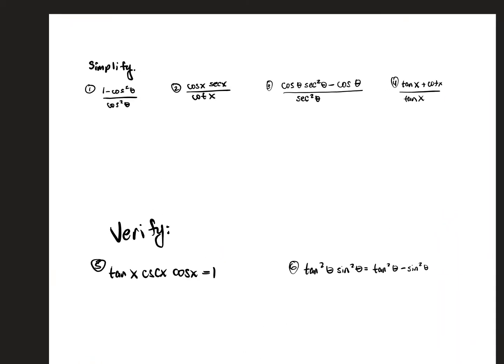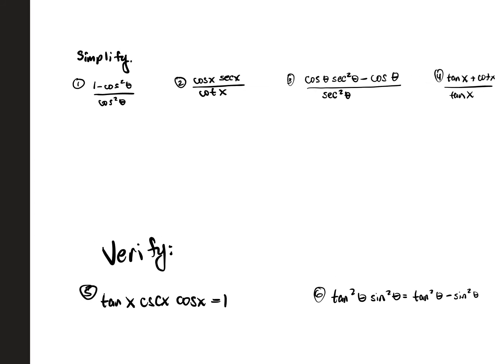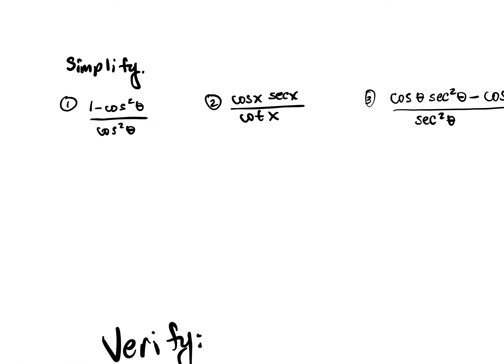If we look at the first section, we're simplifying these expressions dealing with those functions. So for number 1, we have 1 minus cosine squared theta over cosine squared theta. If you look at those Pythagorean identities on the first page, you see that sine squared theta is equal to 1 minus cosine squared theta. So we can change that numerator out to just be sine squared theta over cosine squared theta. And we know that sine over cosine is tangent, so this simplifies to just be tangent squared theta.